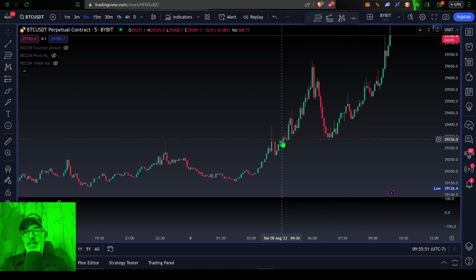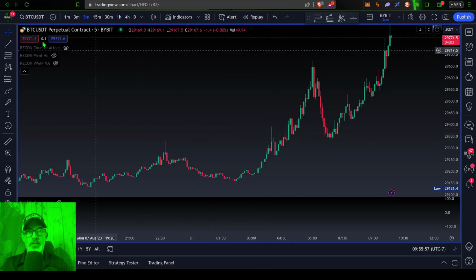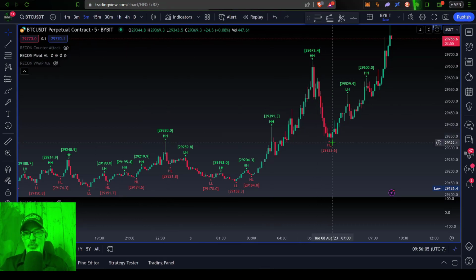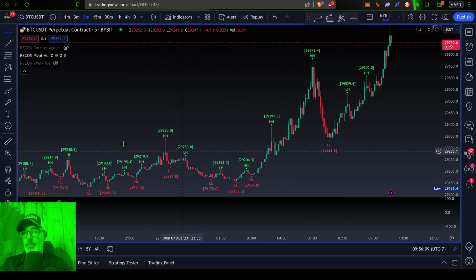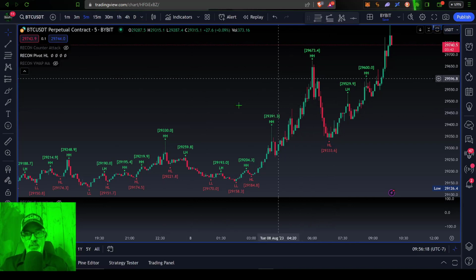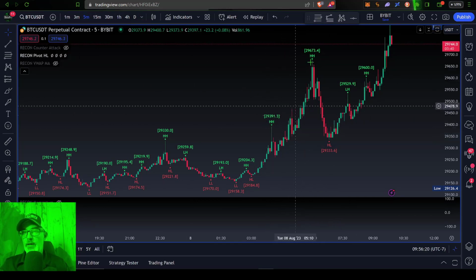But with that being said, the very first indicator that is on all of my charts, regardless of time frame, is going to be my Recon pivot high low. And what that will do is basically show me the higher highs, higher lows, lower highs, and lower lows based on the Bitcoin price action depending on the time frame that it's trading. And so, for example, you can see over here on the 5-minute chart our higher highs.